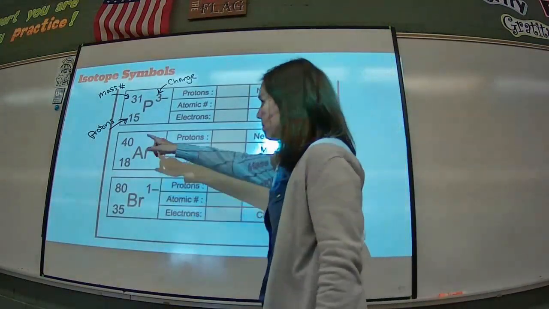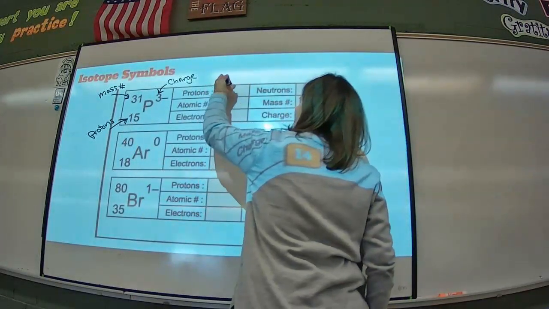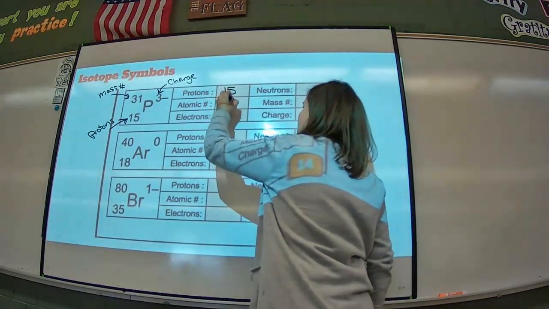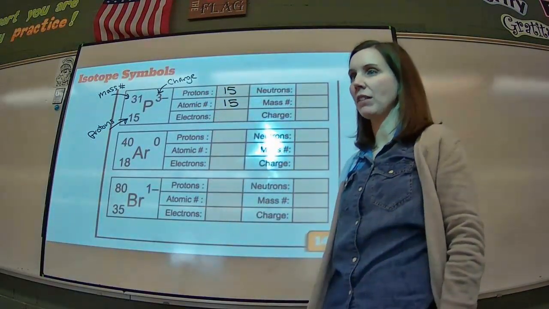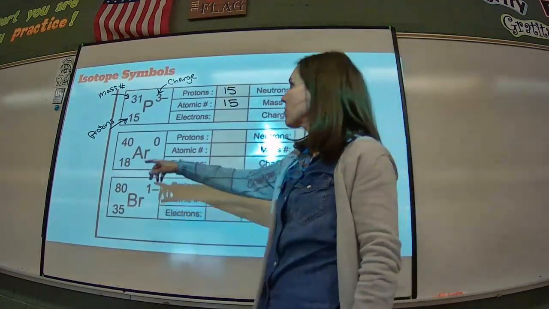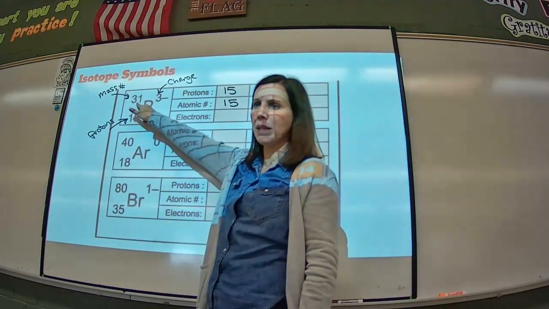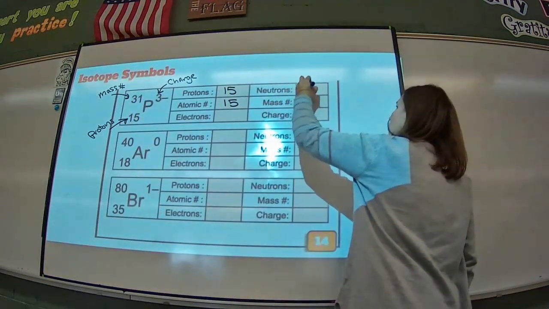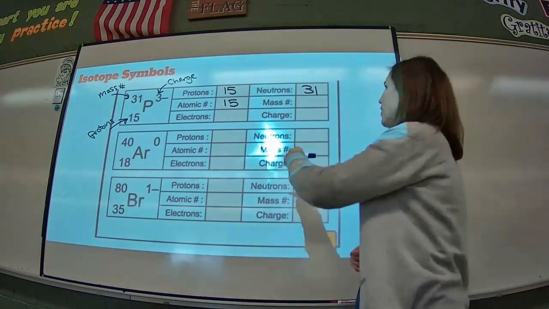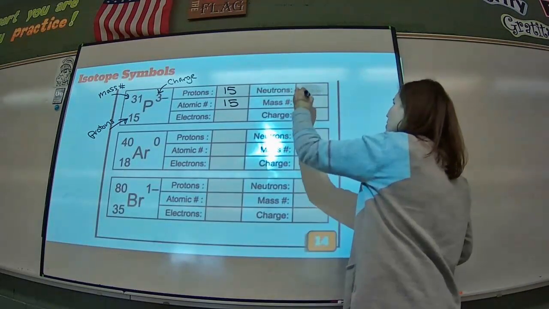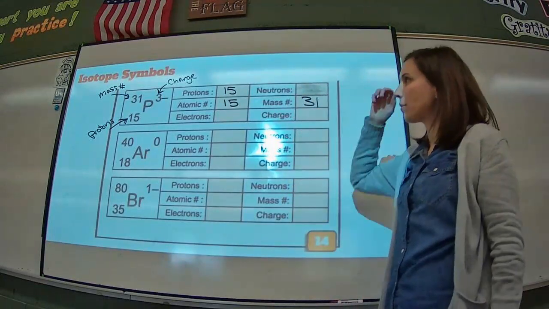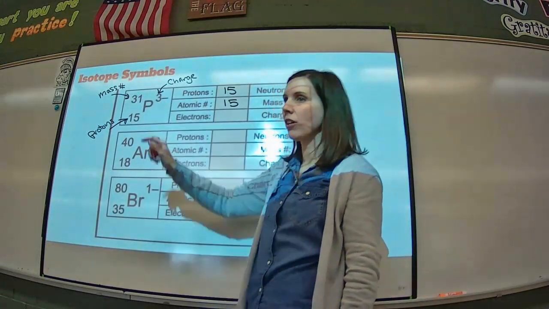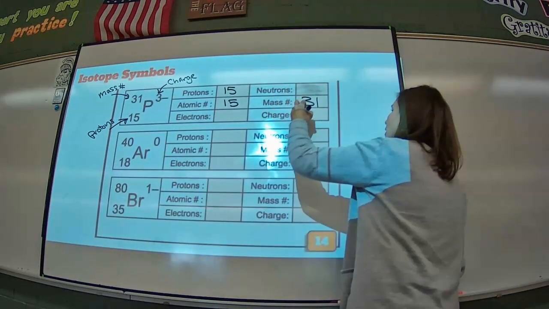Okay, so let's fill out the easiest things first. Protons is this bottom number, so we have 15 protons. Protons and atomic number are exactly the same thing. So if we have 15 protons, we have an atomic number of 15. Our mass number, super easy. That's the top number. It's always the biggest number on our isotope symbol. So we're going to put 31. No, not for neutrons. 31 for our mass number. Okay, so our mass number is 31. The other thing we can get without having to do any calculation is our charge. It's given to us right there, so that's -3.